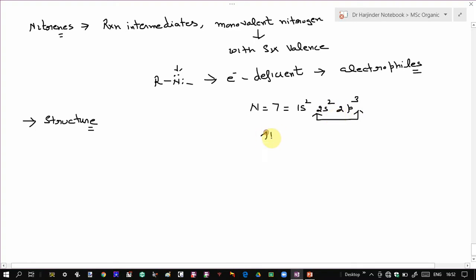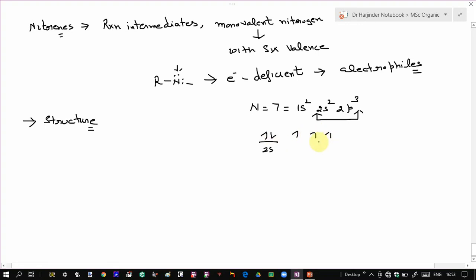Here you have 2 electrons in the 2s orbital and 3 electrons in the 2p orbital. There are total 5 here, and the 6th electron will come from the subsequent group which will form a covalent bond. Now you can see this 2s orbital will always have this pair of electrons, whether it's sp hybridization, sp2, whatever it is. So this pair of electrons will always be in a hybrid orbital.